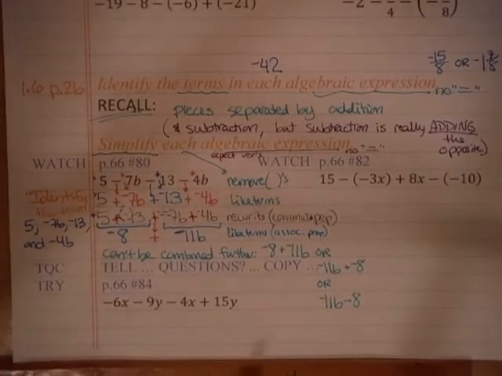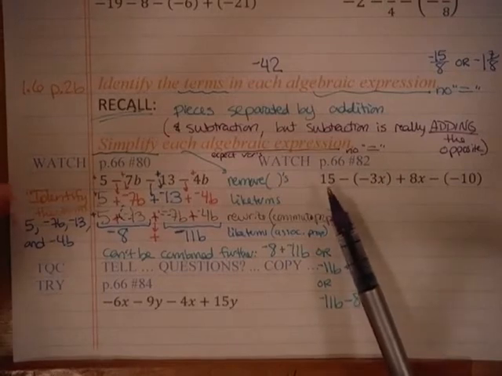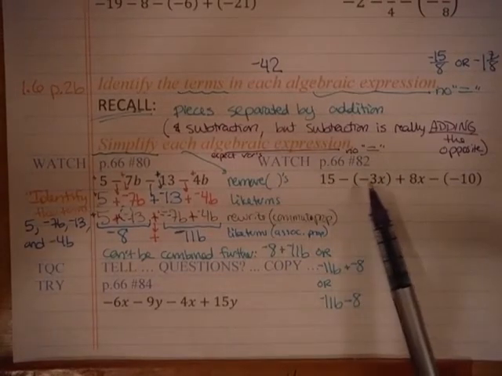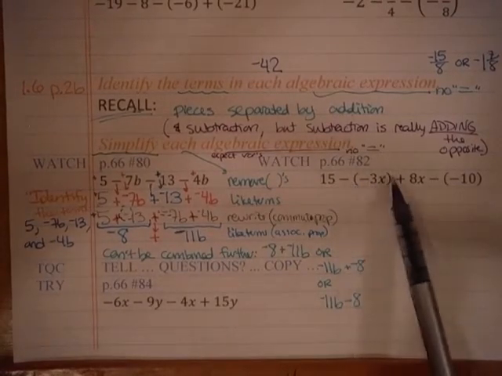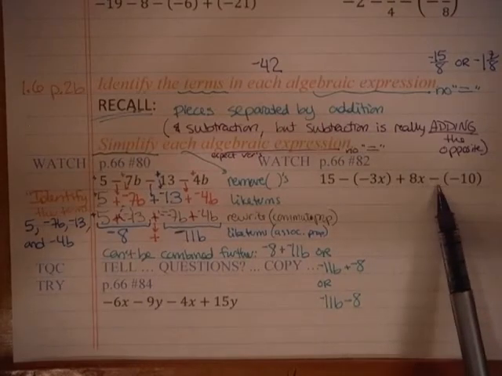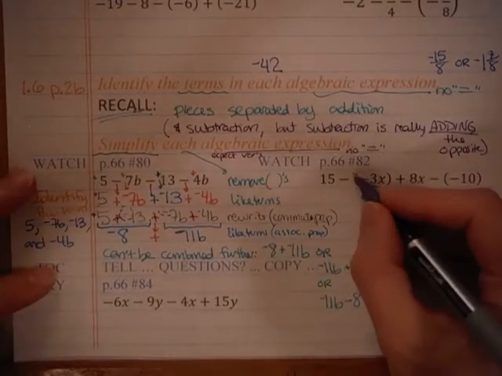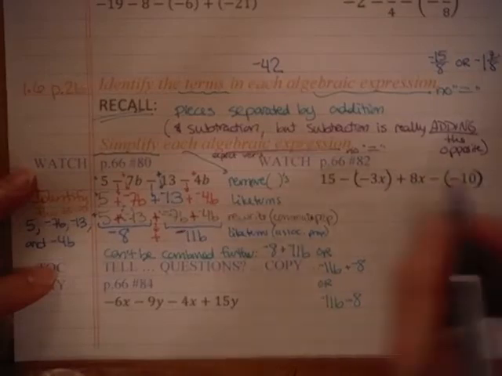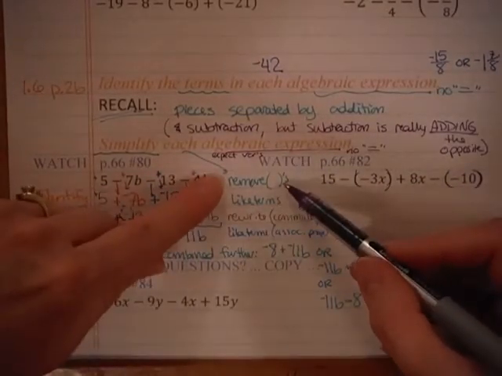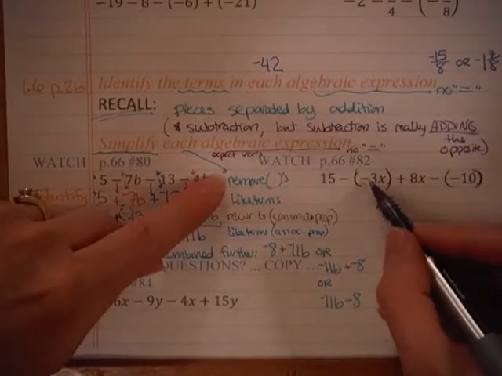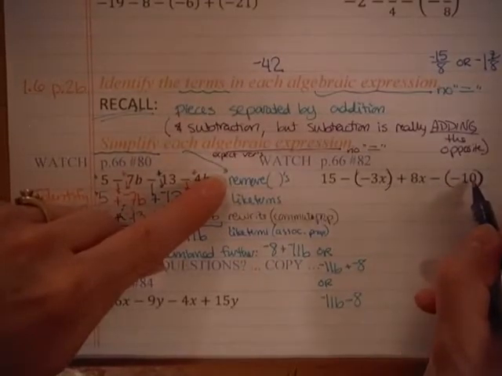Okay, let's look at number 82 here. Read it, see what we've got. 15 minus a negative 3x, parentheses are just saying, hey, look at me, I'm a negative, plus 8x minus a negative 10. So we're simplifying still. Keep in mind what the goal is. We're just simplifying. We're removing parentheses. In this case, the parentheses are just highlighting the fact that I have negative numbers.